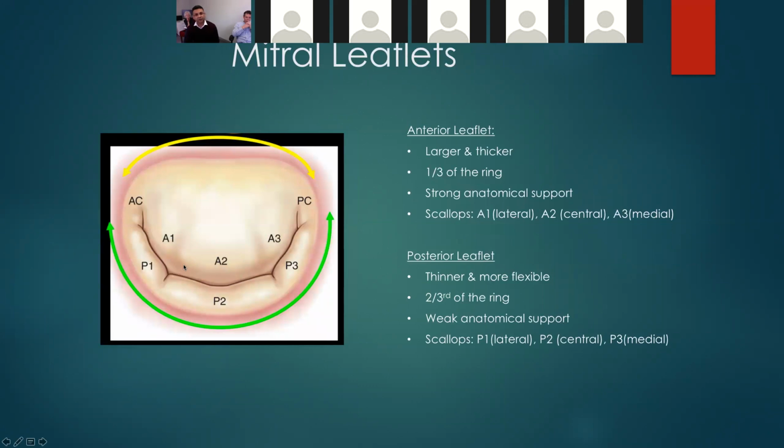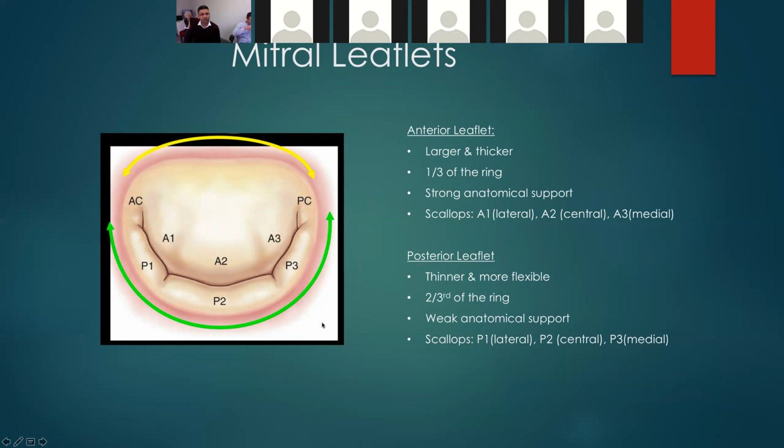And the mitral leaflets, so 2 leaflets, you can see the anterior and the posterior. The anterior is larger and thicker, which covers 1/3 of the ring, and it has strong anatomical support and 3 scallops, A1, A2, A3. Normally A1 is the lateral, A3 is the medial. The posterior leaflet is thinner and more flexible, which covers 2/3 of the ring. It has weak anatomical support and the same 3 scallops, P1, P2, P3. P1 is the lateral, P3 is the medial.